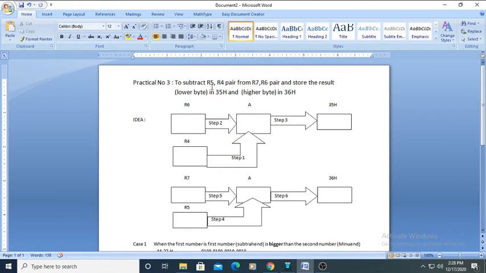So we have two pairs of numbers: R4 and R5, and R6 and R7. Let's take R4 as the lower byte and R6 as the lower byte of the pair. R7 and R5 are the higher bytes.